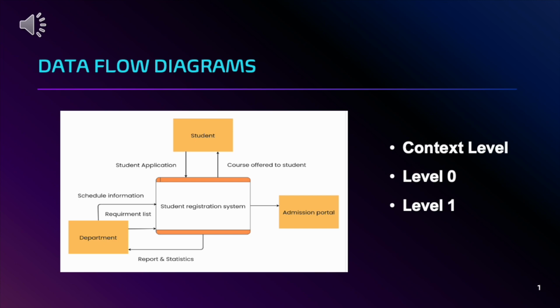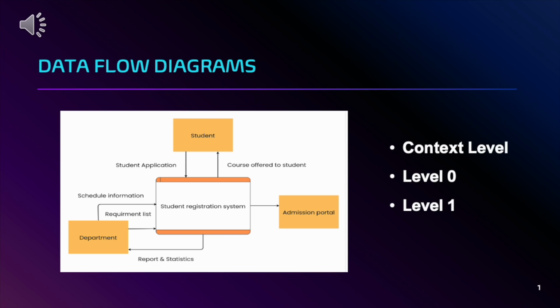Next is the level 0 diagram. Now this diagram will show all the processes that comprise the overall system. It's basically a lot more elaborate diagram starting from the context level diagram. It just shows a lot more processes and a lot more data flows that occur between the external entities and the system. And it also includes data storages, which are just repositories of data in the system.